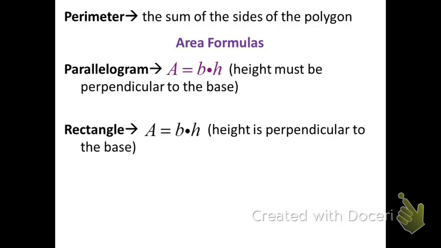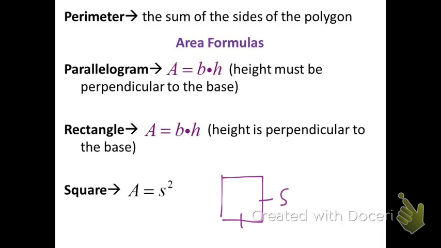A rectangle is the same formula, base times height, and we can see here that our height is actually perpendicular to the base already if it's a rectangle. And then a square, there's many ways that we could write this, but because all the sides are the same, we say side times side, which is side squared.